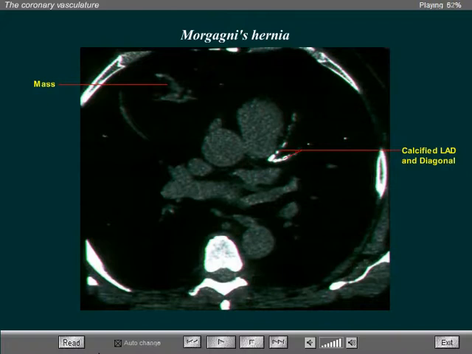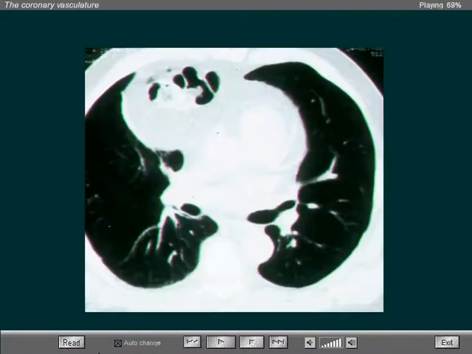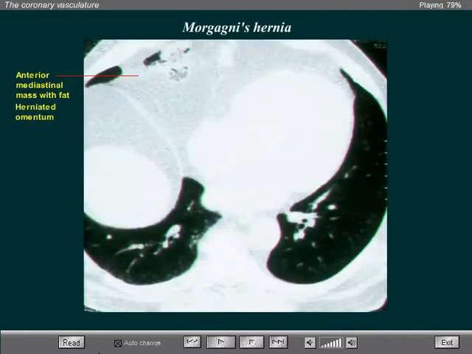The same pathology is seen in the lung window, where one can see the presence of air within the mass, and the last image shows the presence of abundance of fat. Occasionally the omentum herniates into the mediastinum. So the presence of fat and the presence of air in juxtacardiac masses are signs of a hernia.